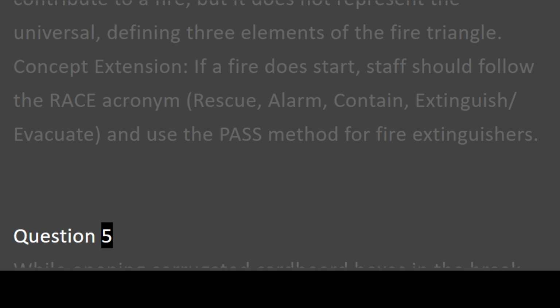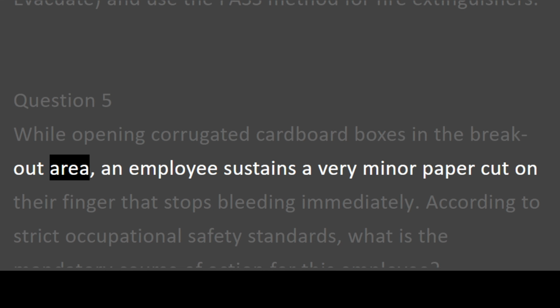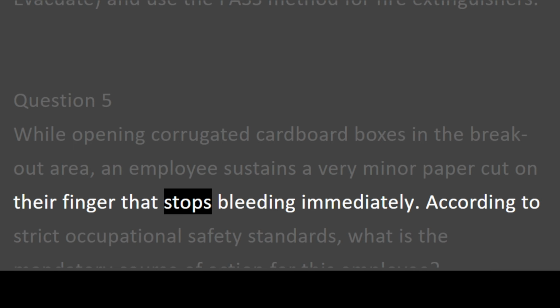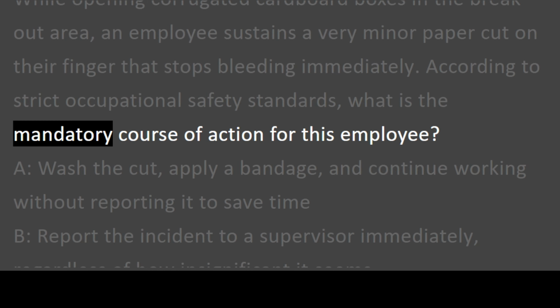Question 5. While opening corrugated cardboard boxes in the breakout area, an employee sustains a very minor paper cut on their finger that stops bleeding immediately. According to strict occupational safety standards, what is the mandatory course of action for this employee?